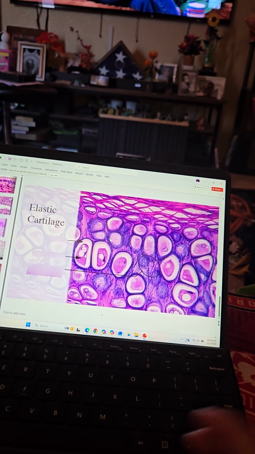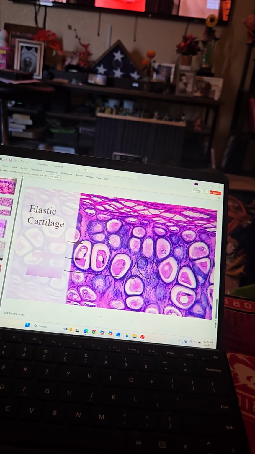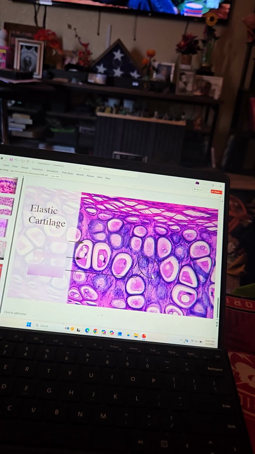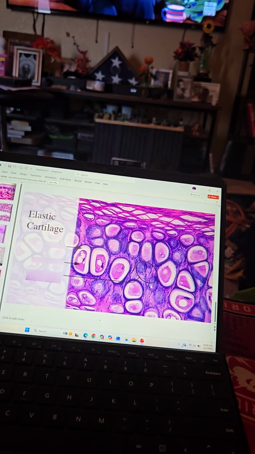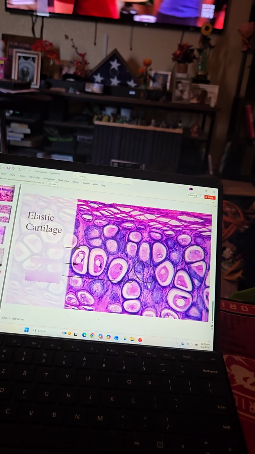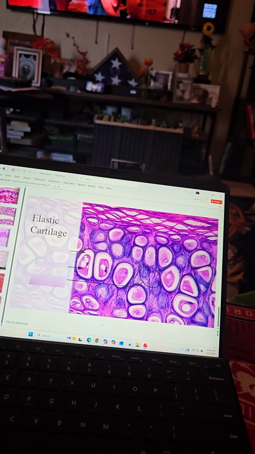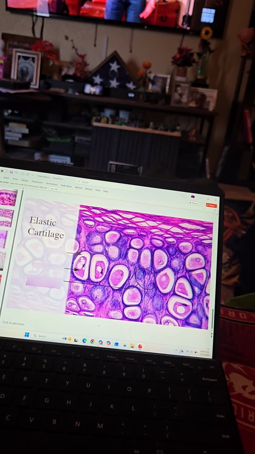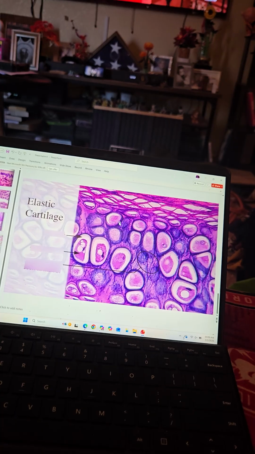Here you're going to see the elastic cartilage. It's made up of a lot of elastic fibers, as you can see right here circled. And these provide a flexible elastic support. One of the places you can find this is going to be in the external ear, like right there on the outside.